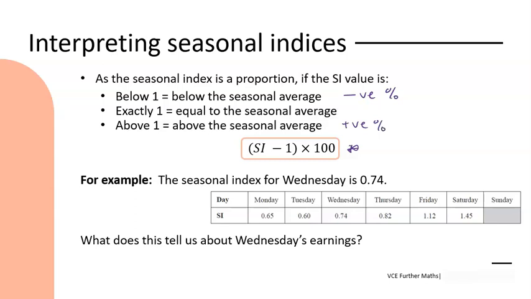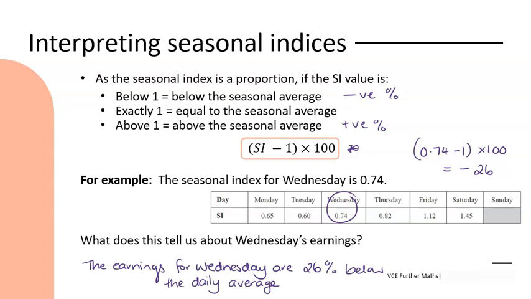If we look at the example here, the seasonal index for Wednesday is 0.74. What does this tell us about Wednesday's earnings? If we check our little calculation, Wednesday's index of 0.74, if I subtract 1 and multiply that by 100 to make a percentage, I end up with negative 26. What that tells me is that the earnings for Wednesday are 26% below the daily average.